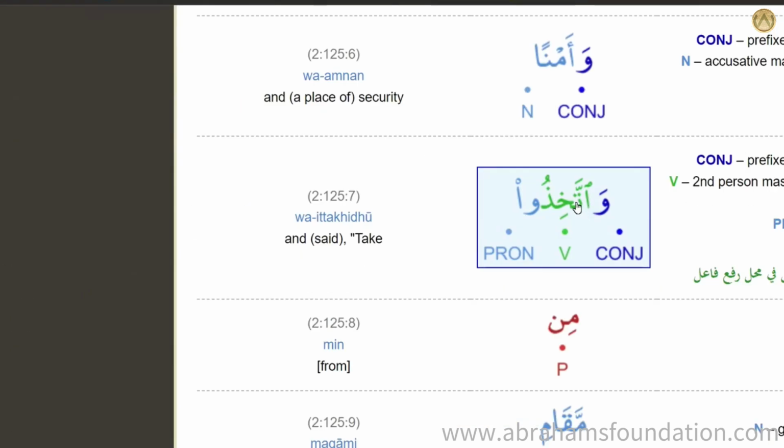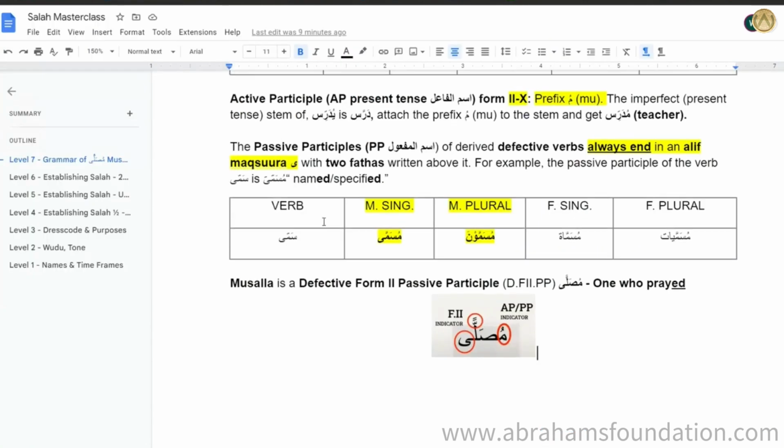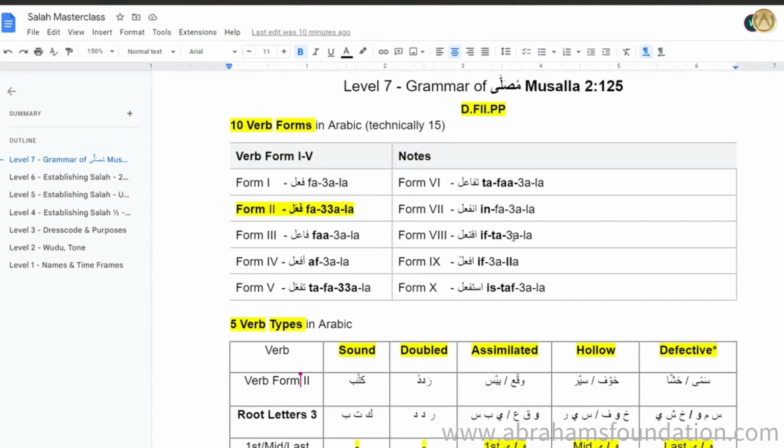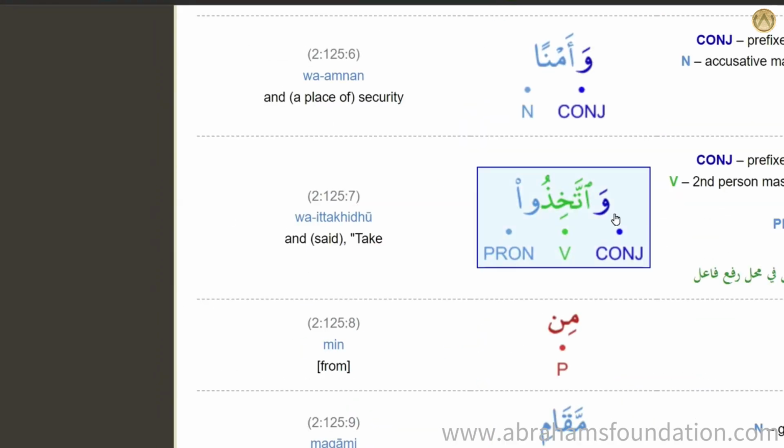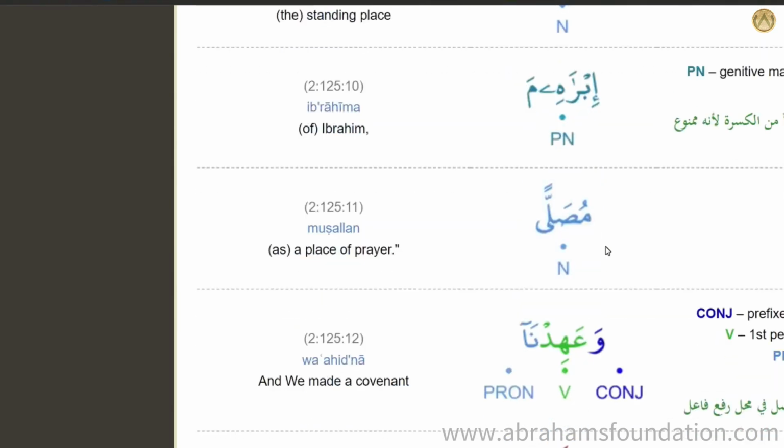So if you go itta, here this is form 8. If you go to the document, go here. You'll see here, go to 8. It is if ta'ala. So the ta is in the center of the verb. See that? If ta'ala. And if you go to the verb, because you have the wa, if you remove the wa, it's ittakhidu. Because there's wattakhidu. Ittakhidu min maqami Ibrahima Muṣalla. That la was very pronounced.